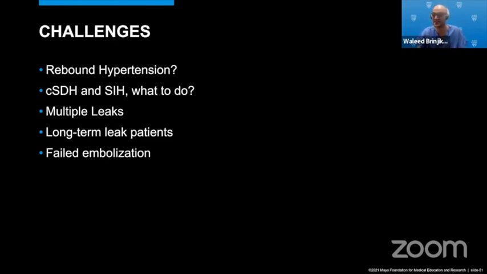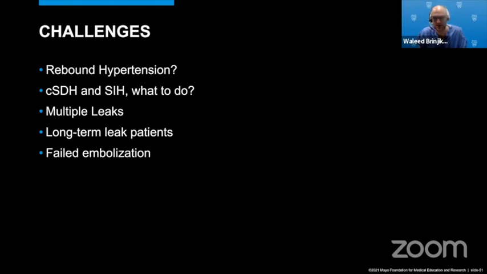Typically, patients that have had the disease for 5-10 years or longer are the ones that get rebound high pressure. Many of these patients present with chronic subdural hematoma. So I have now started to do middle meningeal artery embolization combined with the CSF venous fistula embolization in these patients. Multiple leaks, 10% of patients present with multiple leaks.